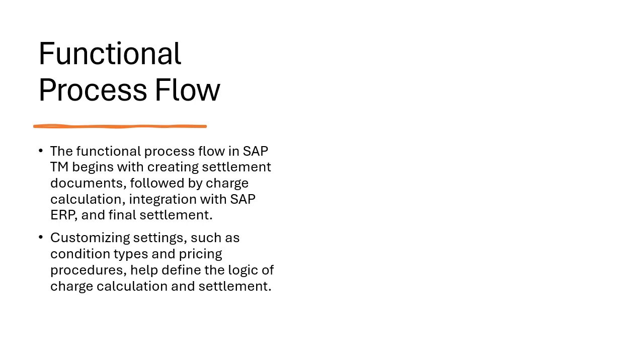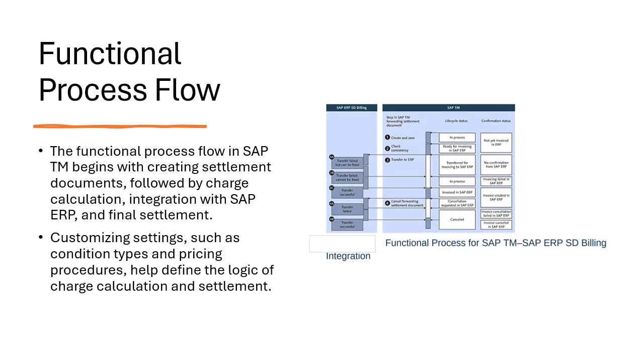So next is the functional process flow for settlement, which integrates SAP TM with SAP ERP Sales and Distribution for billing purposes. Creating a settlement document in SAP TM simulates invoices and transfers the data to SAP ERP Sales and Distribution for invoicing and financial processes. This figure actually shows the end-to-end process of SAP TM and SAP ERP billing integration.